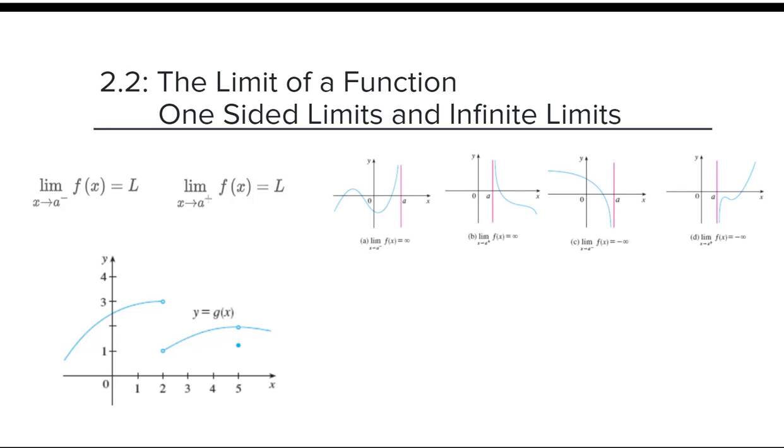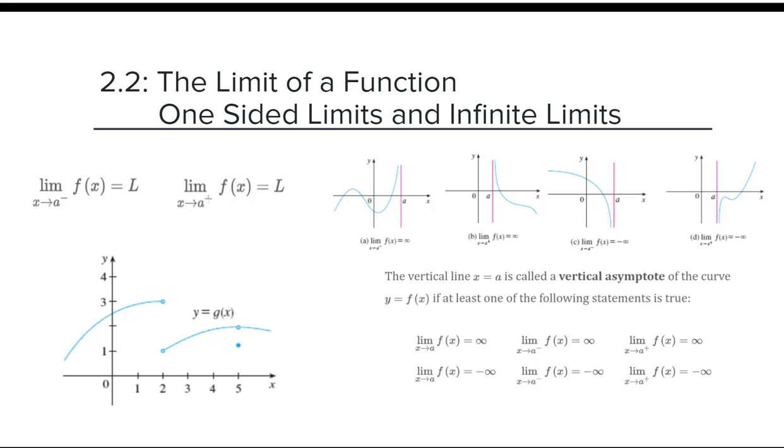We will also look at times when the limit gets large. We say that the function is unbounded and assign a negative or positive infinity. Here are the possible scenarios for vertical asymptotes.